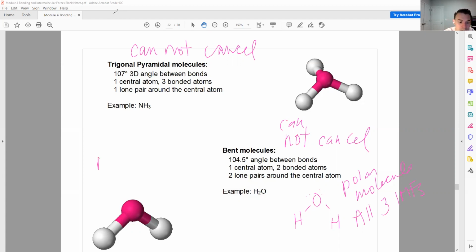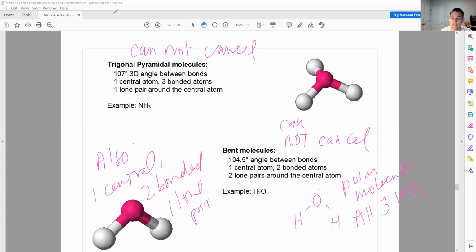You may also have, for bent, one central atom, two bonded, with one lone pair. So the only thing that would change would be the bond angle, but it would still be considered a bent molecule.